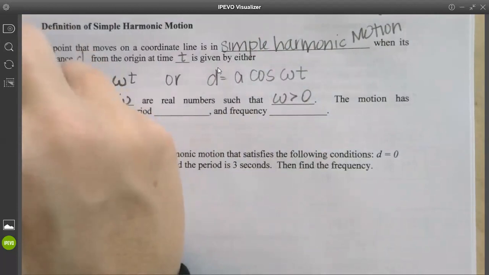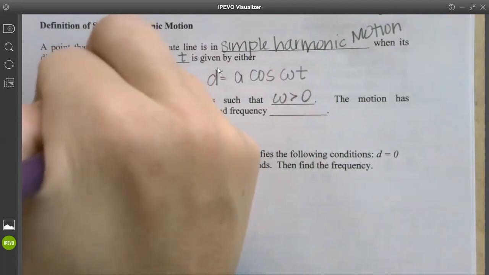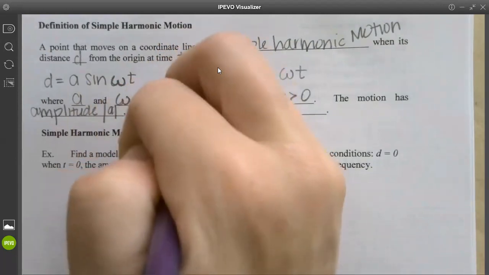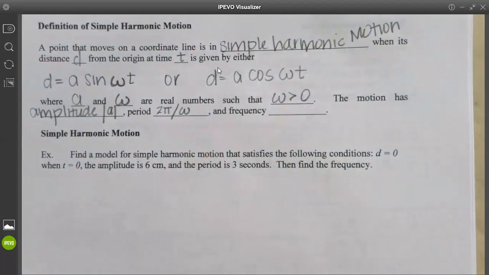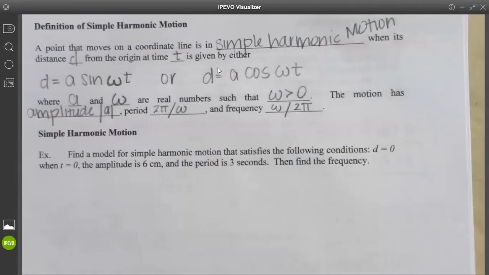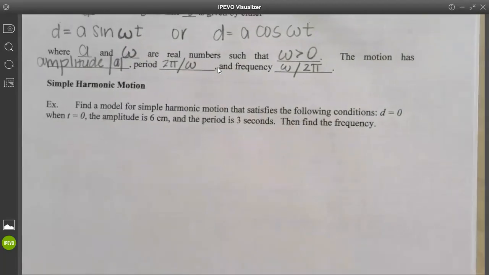The motion has amplitude, we already learned, the absolute value of A, and a period of 2 pi over omega. I think we had B, so sine bx minus c. You guys remember seeing that? So the same thing. I told you you could use any number or letter you wanted to. But the frequency is the opposite: omega over 2 pi. And we're not doing any of the problems on that. Like I said, you're not going to have any of those on your test, and it's really beyond what we need to do.